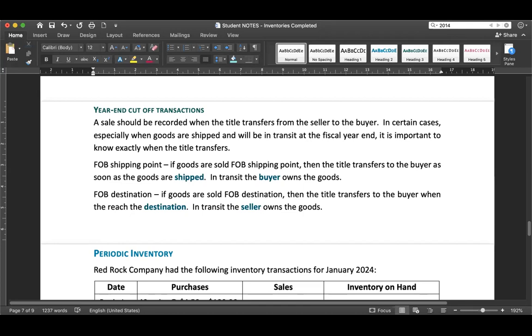And then the opposite is true when we take a look at going from company A to its customers. So if it's FOB shipping point, then from the time that they are shipped, the customer owns them. They will not be included in company A's inventory. But if it's FOB destination, once the goods are shipped, they are still owned by Company A, and the title does not transfer to Company B until those goods are delivered. All right.